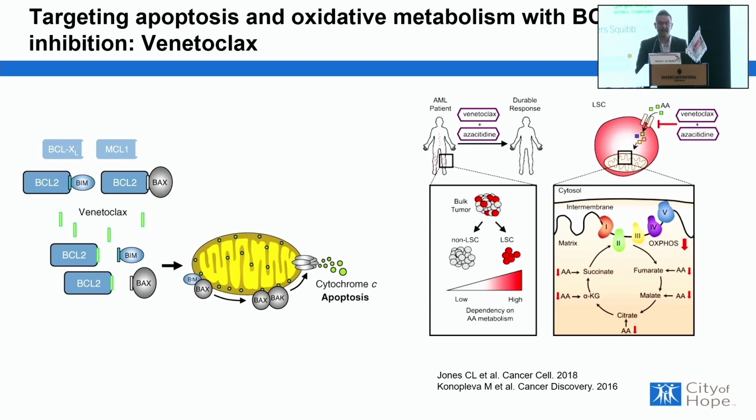Venetoclax is a BCL2 inhibitor which targets the oxidative pathway through mitochondrial-induced apoptosis. So killing of those cells will happen based on the high metabolic rate.